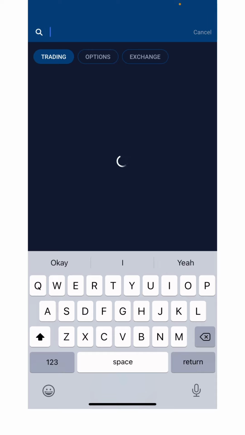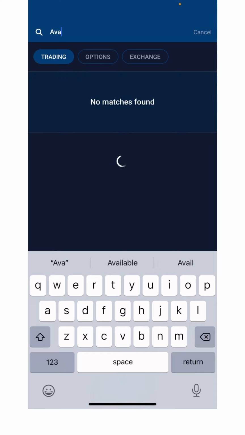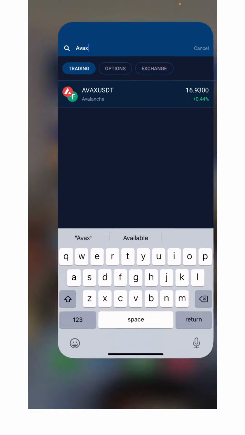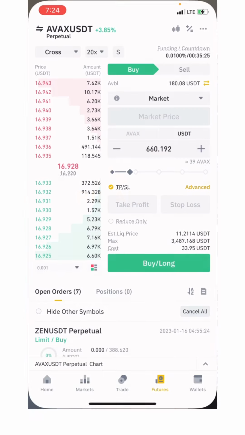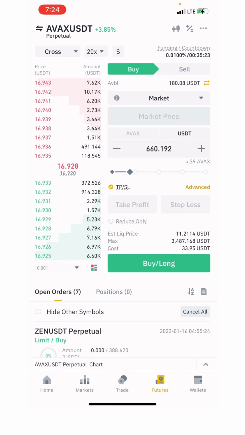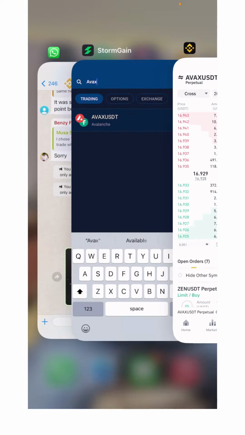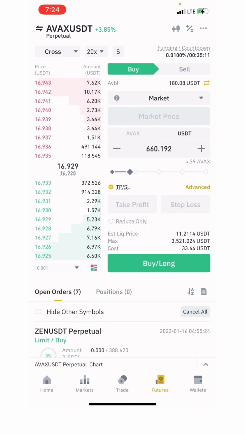Click on the search box, then you type in the cryptocurrency that I've just shared in the group. So we have AVAX USDT. You can see it, look at it, AVAX USDT. The same thing that is on Binance. That's the same thing here. The reason why we are using Stormgain is because they have higher leverage. That means you can make a lot more money with Stormgain than Binance. So if you want, you can use Binance only. If you want, you can use Stormgain.